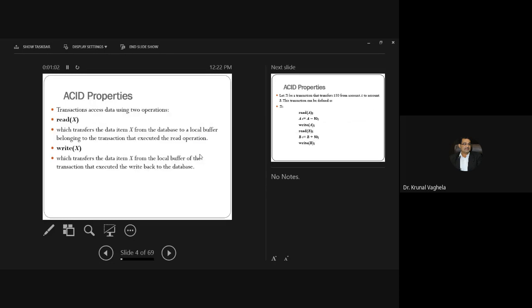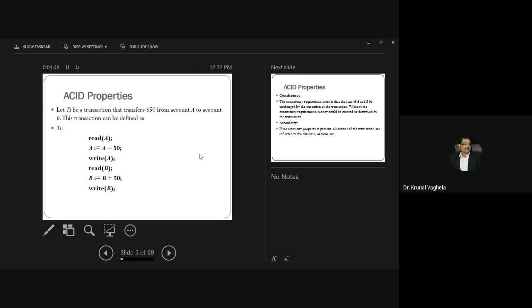Then we have seen these two important operations, read and write. Read means to read the data item from the database and store it into the buffer, and write means from the buffer to the hard disk or the main memory or the database. So for any operation, the item needs to be brought in. Read transfers the data item X from the database to the local buffer belonging to the transaction that executed the read operation, and write means transferring the data item back to the database from the buffer.